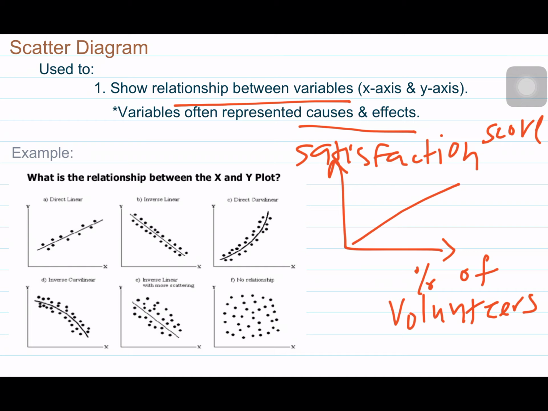Not all the tools are used for problem solving. For the scatter diagram, there are 6 types: direct linear, inverse linear, direct curvilinear, inverse curvilinear, inverse linear with more scattering, and no relationship.